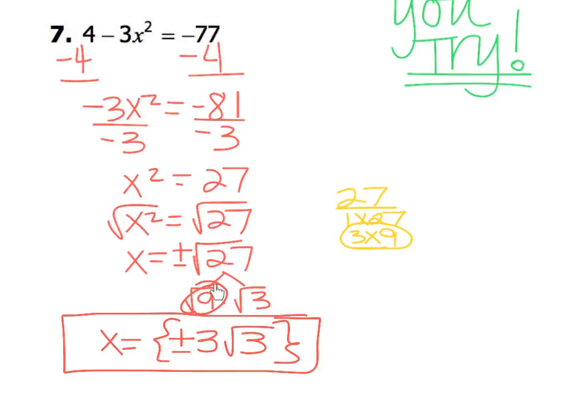We take the square root of 9 and we get 3. We remember to bring down the plus or minus, and we leave rad 3 as it is because we cannot simplify that any further. So our solution, we write it in the braces, because it's a solution set, our solution is plus or minus 3 rad 3.